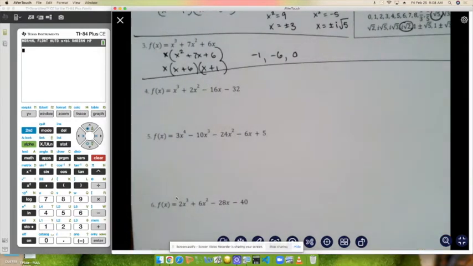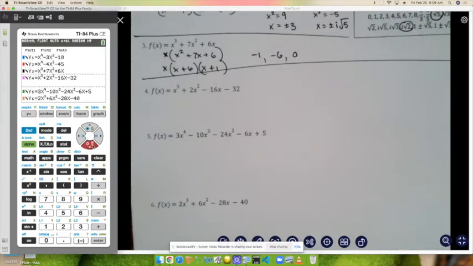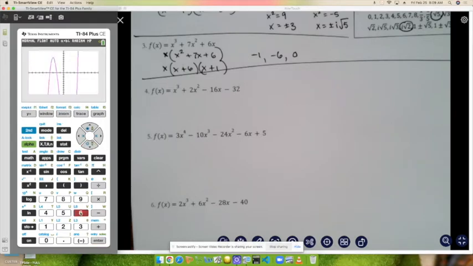For number 4, there's no structure there that I can take advantage of, so I'm actually going to go over here to my calculator. I'm going to graph that function, and I'm looking for where it crosses the x-axis. It's a cubic equation, and I'm seeing it crosses the x-axis 3 times. So all three of my solutions are going to be real numbers.